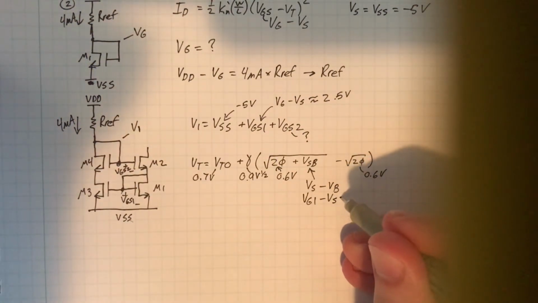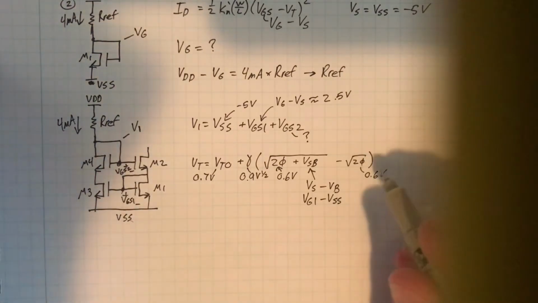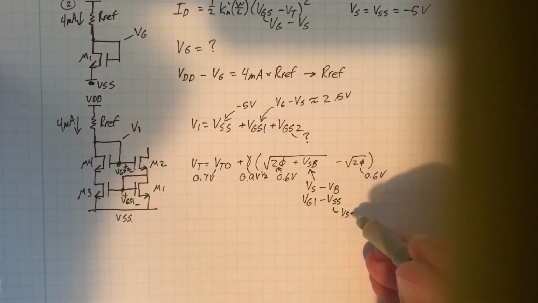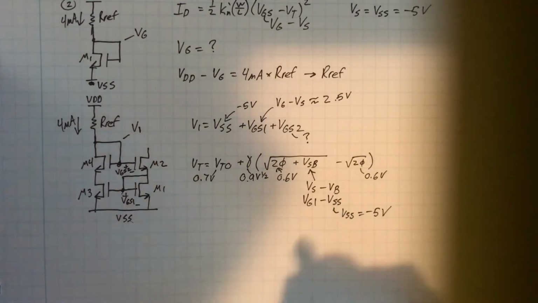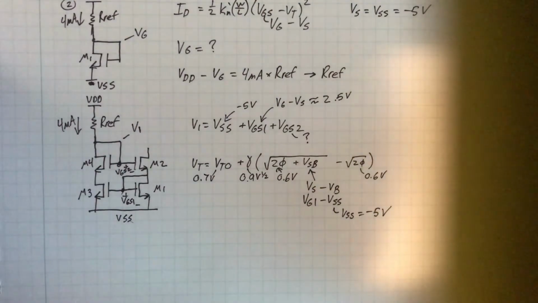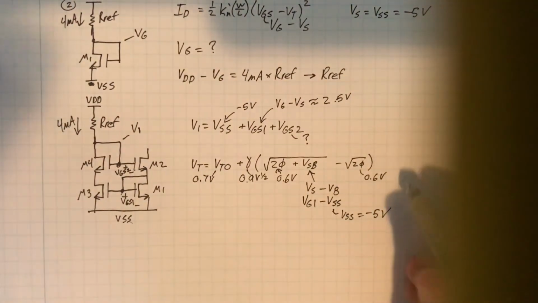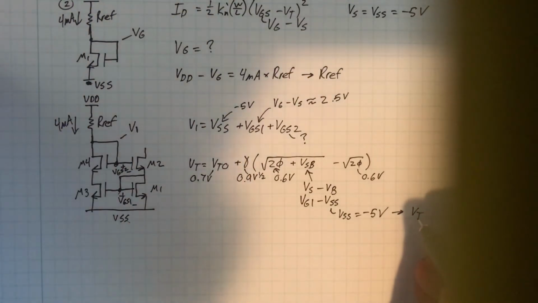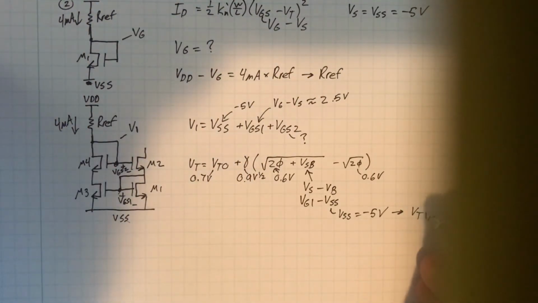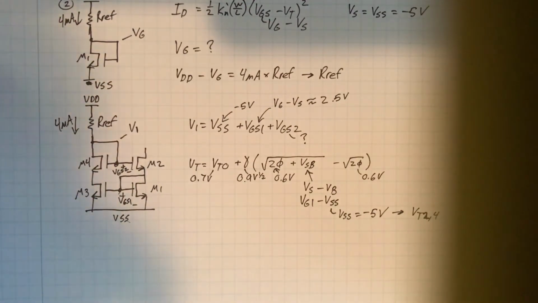Minus VSS here, where VSS is, again, minus 5 volts. So just watch your negative signs. So yeah, you can use this to solve for VT of transistors 2 and 4, the stacked transistors. Once you have the threshold voltage, you can calculate what VGS is.